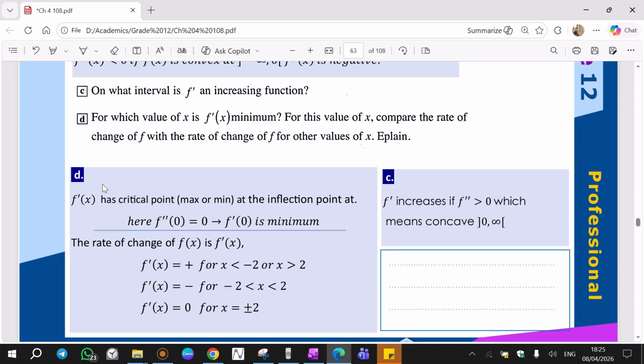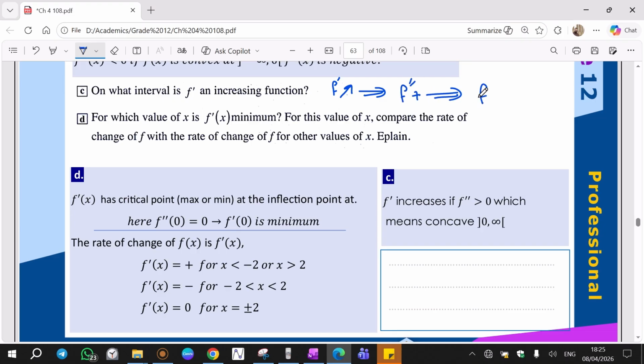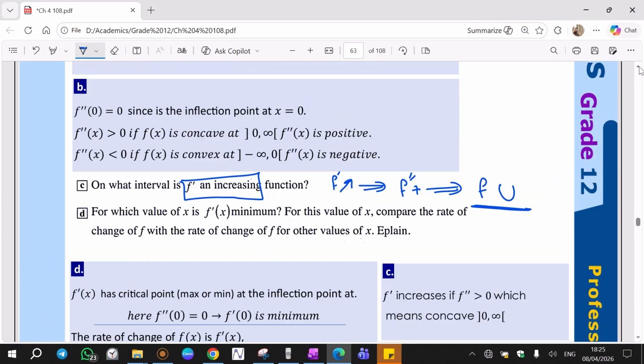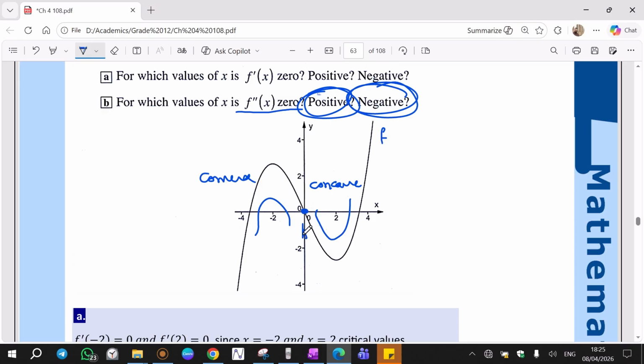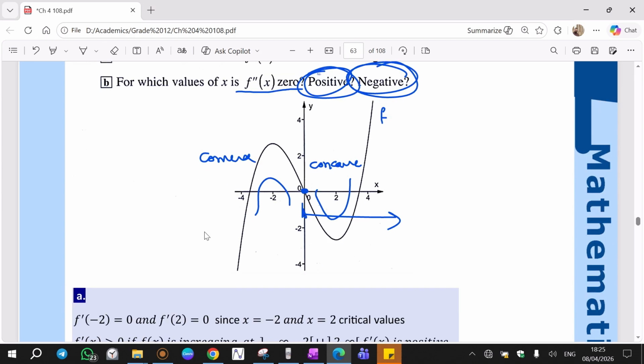Now part C. Part C is very, very important. It says f prime increasing. If you remember, we had a very easy expression saying if f prime is increasing, that means f double prime is positive, which makes f concave. Now if I want to find f prime increasing, I need to look for concave. Interval of concave is the answer of part C. Interval of concave obviously is from 0 until +infinity. So the answer of part C is 0, +infinity.